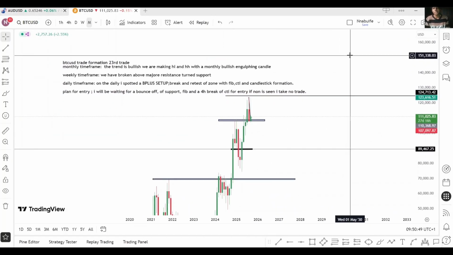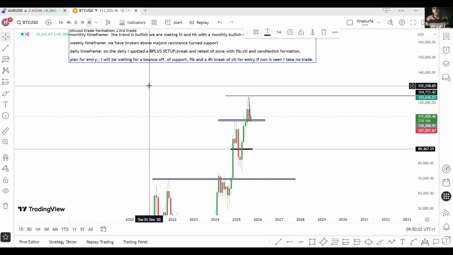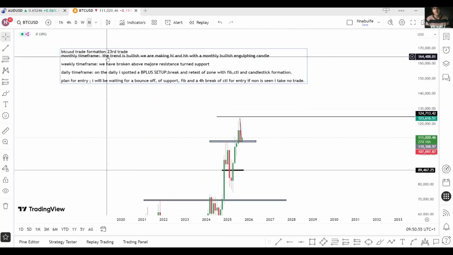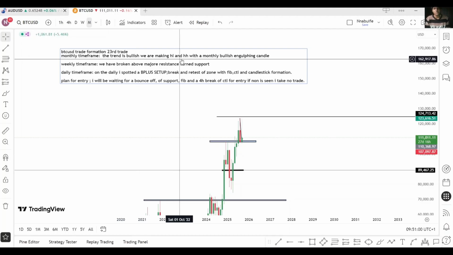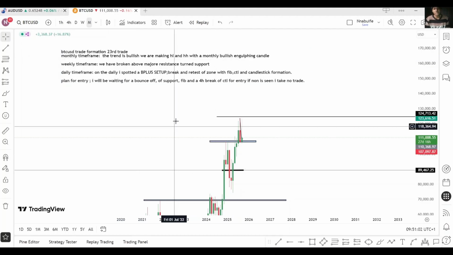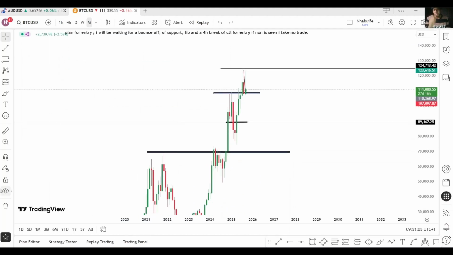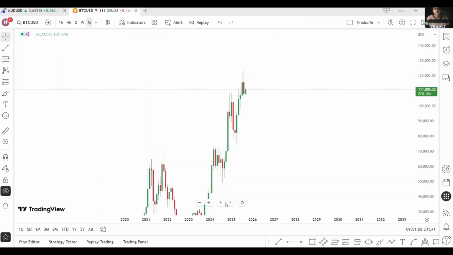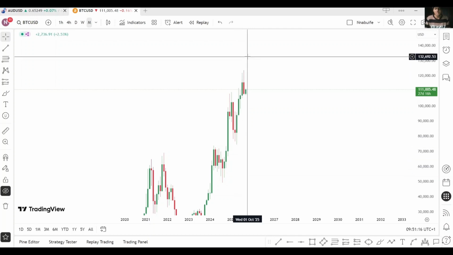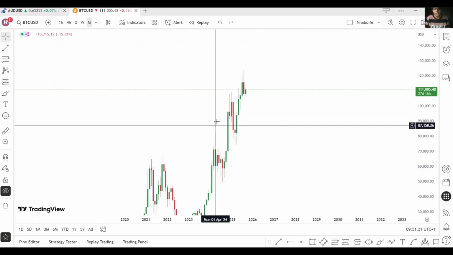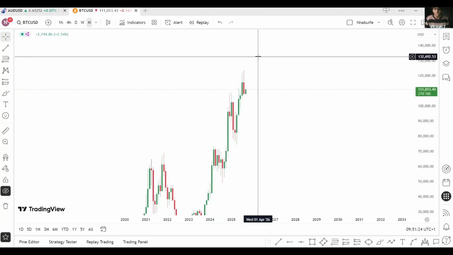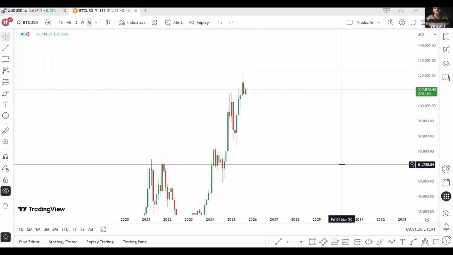So the first thing I do on the monthly time frame is identify that the trend is bullish. You can see the trend is bullish. We are making higher lows and higher highs with a monthly bullish engulfing candle. If I hide all this, you can see we made a higher low and a higher high. So we're bullish anyway. This is a higher high, higher low, higher high, higher low, higher high. So we are officially bullish on a monthly time frame.